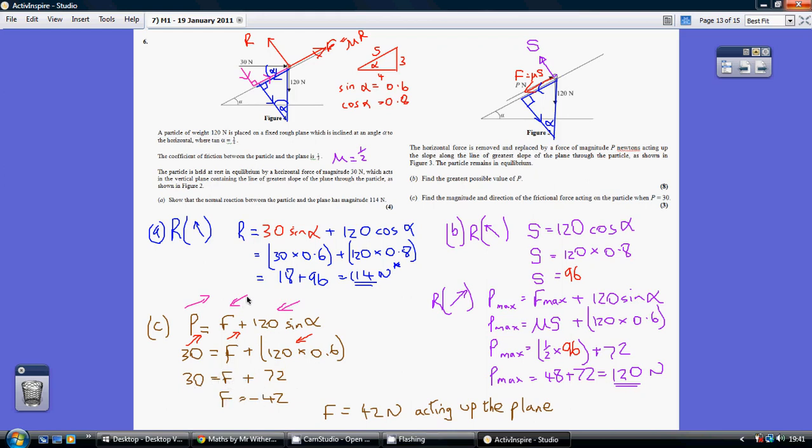So it's the opposite to going down the slope. It's actually going up the slope. So the magnitude of the force is 42 newtons, but it's not down the slope, which it would be if it was a positive number. It is up the slope, acting up the plane, because it is a negative value.